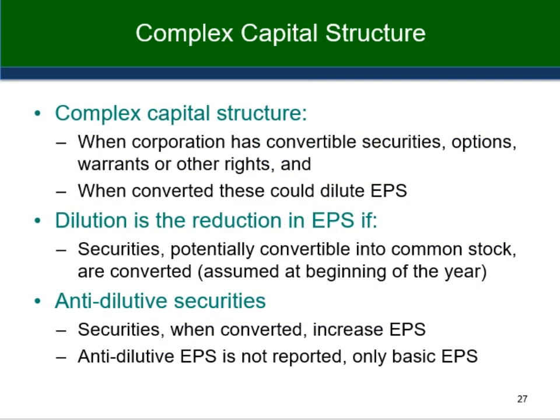All right. Now, complex capital structure. So whenever there are dilutive securities such as convertible securities, options, warrants, other rights of claim on common shares, anything that when converted could dilute the earnings per share among a larger number of common shareholders for the same investment amount. So dilution is the reduction in earnings per share, which would happen if those potential common shares were actually issued. Then if those securities were issued, it would reduce the amount of earnings per share.